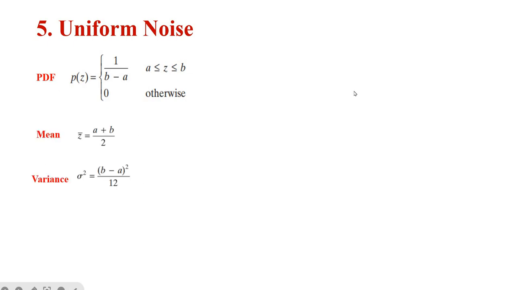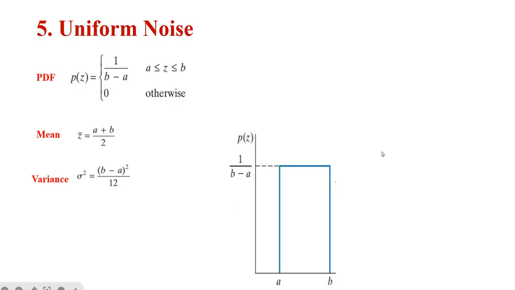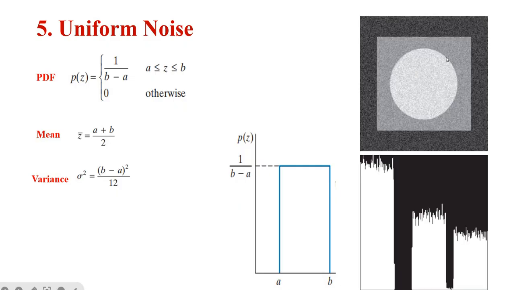Next is the uniform noise. So this is the PDF for the uniform noise, this is the mean and variance, and this is nothing but the probability density function. This is the figure after adding the uniform noise to the original image, and this is the histogram.